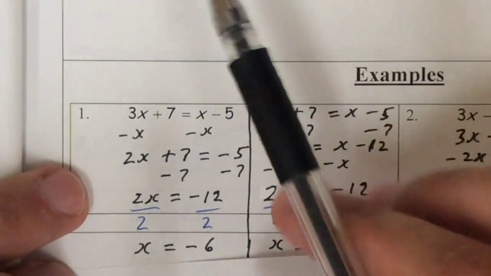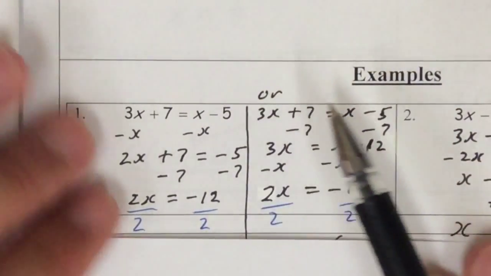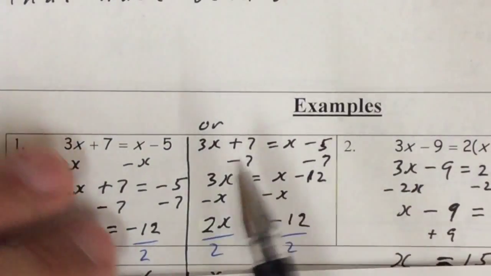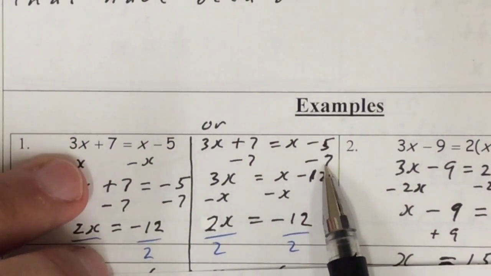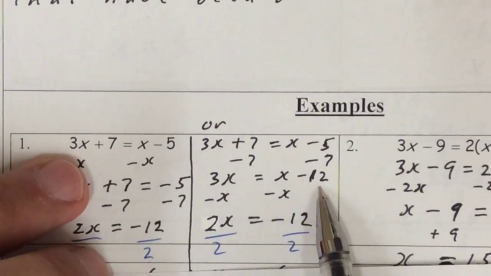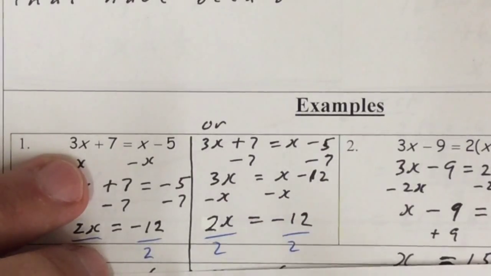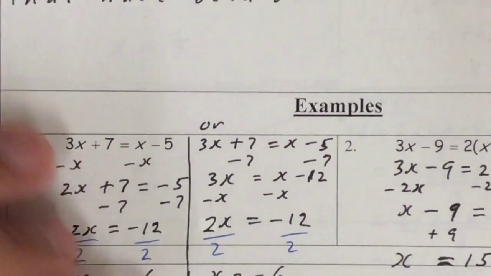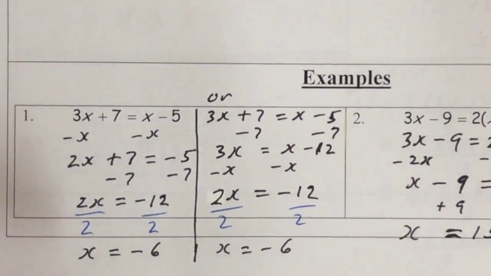Another way, instead of subtracting the x from both sides first, you could have done this method. Subtract 7 from both sides first, so you get 3x equals x minus 12. Then subtract x from both sides, then divide by 2, and you get this exact same answer. So like I said earlier, there's not just one way.